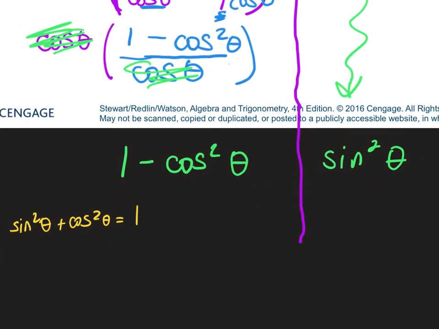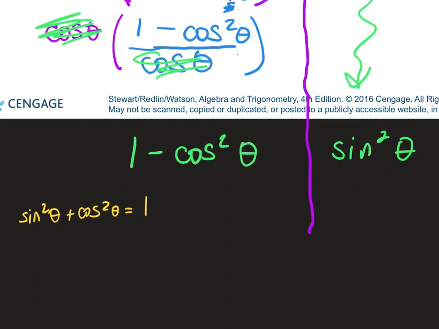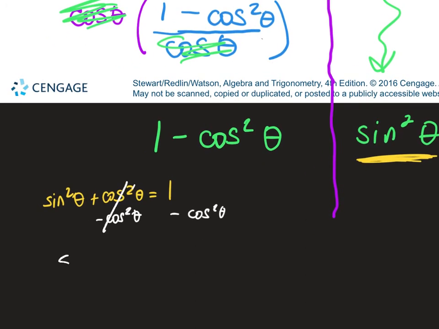What can I do with the one in yellow? How can I manipulate that to help me out here? I'm trying to get my function to say sine squared theta. Look at the yellow one. How can I isolate sine squared theta? What would I have to do? Perfect. Good. If I subtract cosine squared, do you guys agree with me that this now says sine squared theta equals 1 minus cosine squared theta?